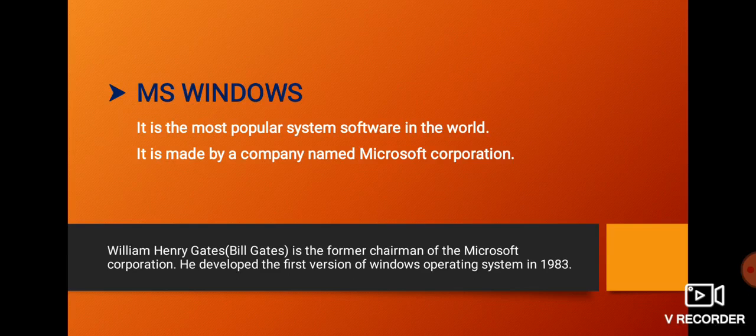MS Windows is made by a company named Microsoft Corporation. It is the most popular system software in the world. William Henry Gates, that's Bill Gates, is the former chairman of the Microsoft Corporation. He developed the first version of Windows operating system in 1983. Okay, there are many versions. The first version of Windows operating system started in the year 1983.